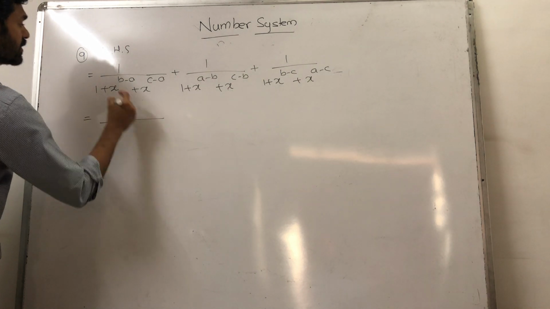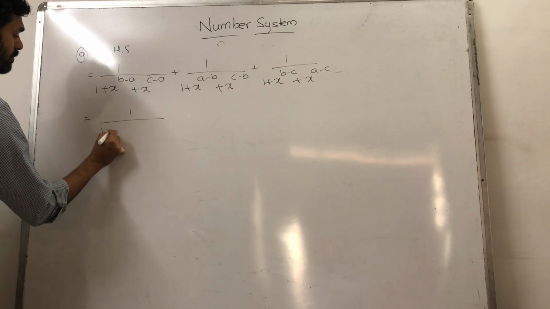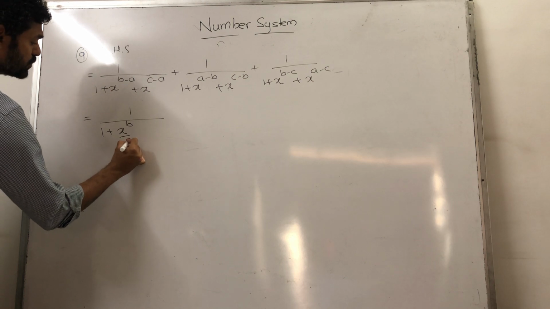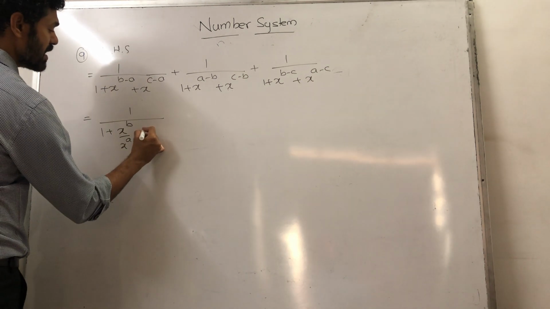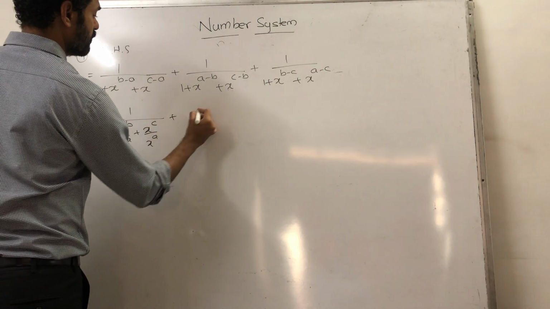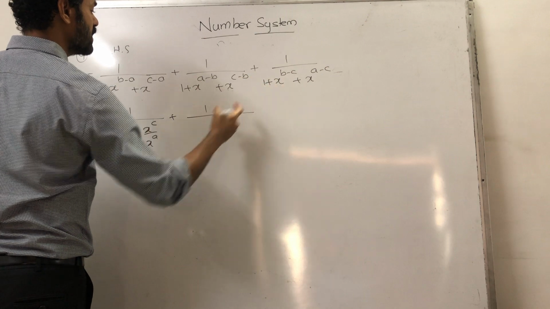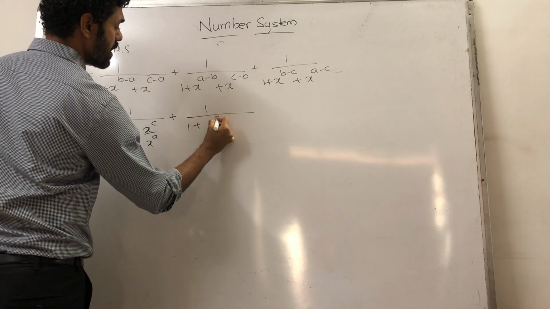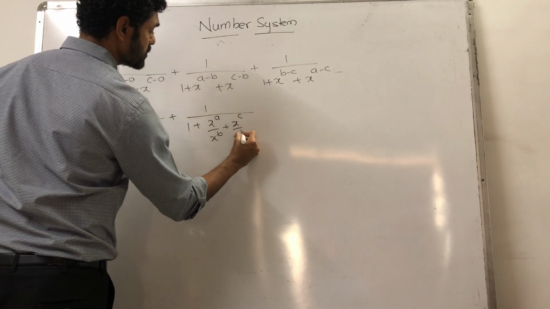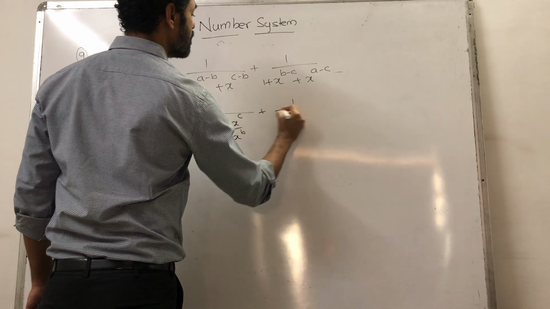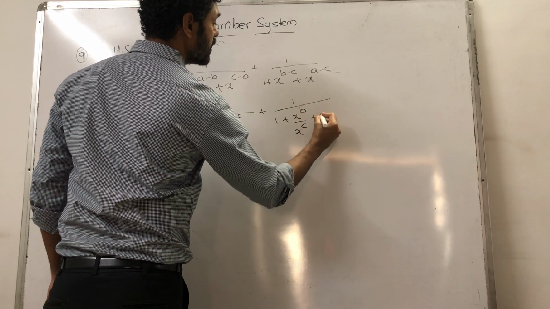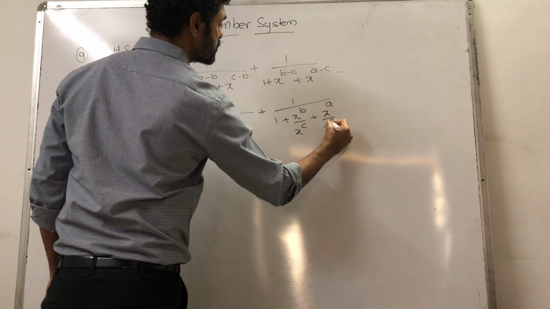We write this as 1 by 1 plus x raised to b minus a is x raised to b by x raised to a. Same way x raised to c minus a is x raised to c by x raised to a. We apply the same concept in both the other terms. So x raised to a minus b is x raised to a by x raised to b, x raised to c by x raised to b, plus 1 by x raised to b by x raised to c, x raised to a by x raised to c.